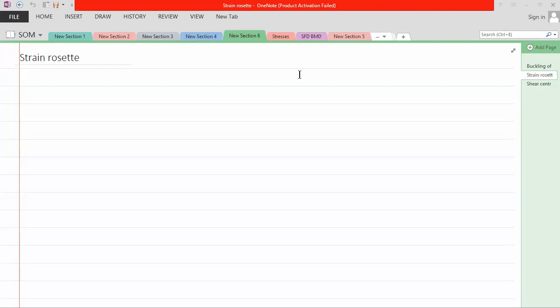Okay. So strain rosette means, suppose, this is a theory, but you need to know. Suppose you want to know what are the quantities that can be measured. You can measure the elongation. First of all, you cannot measure the stress. Why am I saying that? Because stress is an internal property, and internal properties cannot be measured. It can be linked with external properties.